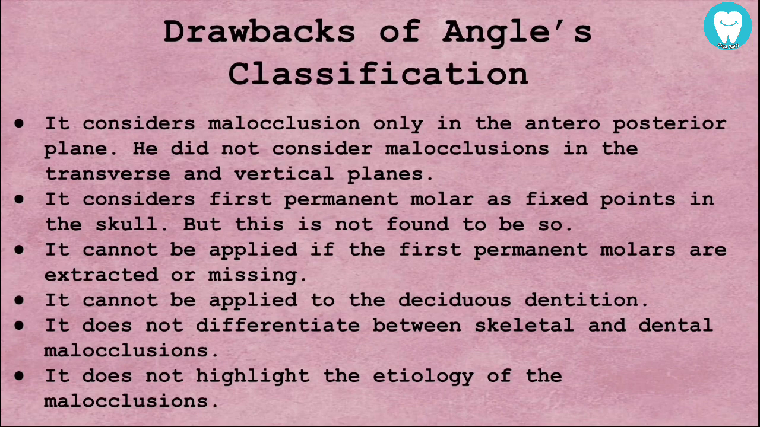Drawbacks of Angle's classification: even though it is the most widely used classification, it has its own set of drawbacks. It considers malocclusion only in the anteroposterior plane, so it does not consider malocclusions in the transverse and vertical planes. It considers the first permanent molar as a fixed point in the skull, but this is not found to be so. It cannot be applied if the first permanent molars are extracted or missing. It cannot be applied to the deciduous dentition because it pertains only to first permanent molars. It does not differentiate between skeletal and dental malocclusions, and it does not highlight the etiology of the malocclusion.